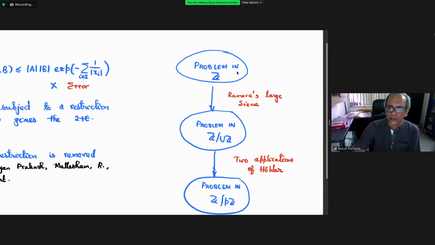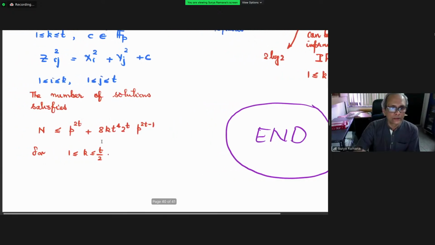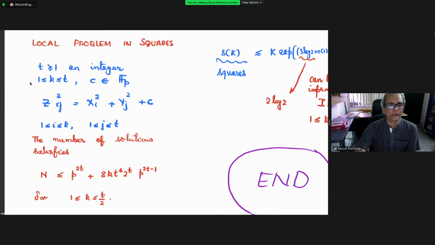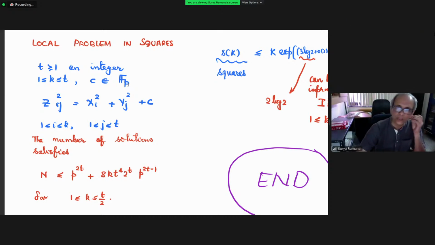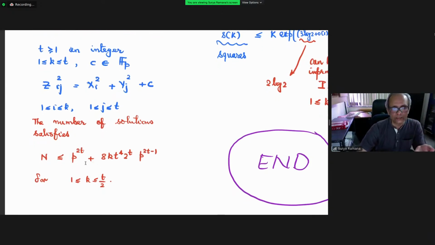So for the squares, when you do this, the problem that you get at the end is a local problem in the squares. Let's take any integer t and k, an integer between 1 and t, and a fixed element c of a finite field, in fact F_p for a given prime p. Then look at these equations: z_ij squared equals x_i squared plus y_j squared plus c, with i going from 1 to k, j going from 1 to t. The number of solutions, we can show, satisfies this bound for k between 1 and t over 2, and p large enough. I have not written the exact lower bound for p, but one can write it down. In principle, one would expect that this is true for k between 1 and t.